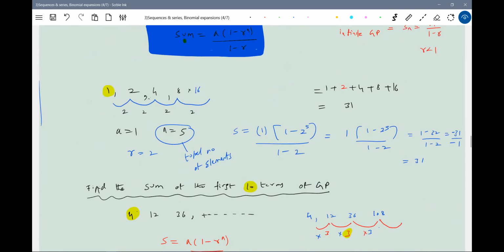Let me directly take a few questions. 1, 2, 4, 8, 16. These are the elements. So what is the pattern? We'll search for it. Common ratio we'll find out. 1 into 2, 2. 2 into 2, 4. 4 into 2, 8. 8 into 2, 16. So what is the common ratio? Common ratio is 2. First element is 1. We'll write it here. This is the first term. This 2 is the common ratio.